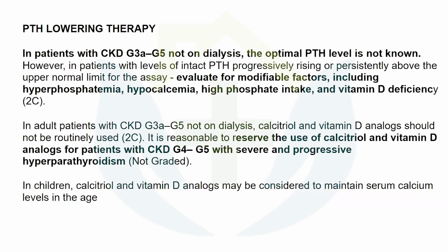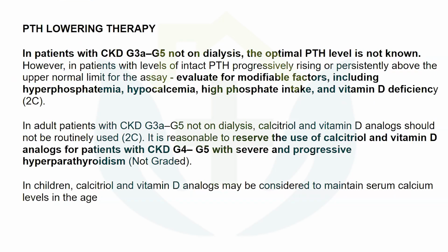So that is about dietary phosphate restriction and phosphate lowering therapies, phosphate binding agents. Now, the third line of treatment is PTH lowering therapies. So, what is the optimal PTH level in CKD G3A to G5 not on dialysis? Optimal PTH level is not defined till now. So, KDIGO suggests to see the trend of PTH and consider lowering PTH towards the normal range.